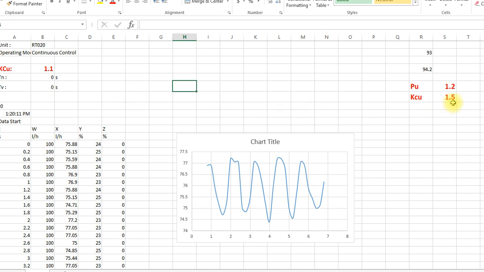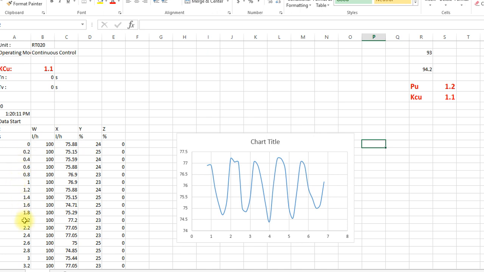Kc was 1.5 or 1.1. This is 1.1, so it should be 1.1. Okay, so this is the data you can see is 1.1, the P control only when we run it, and this is the data, typical data.